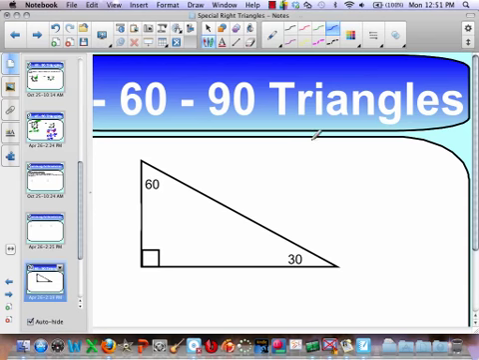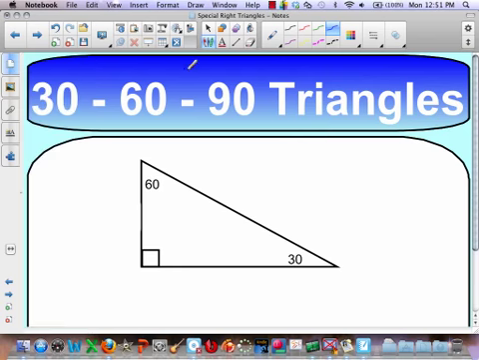So, the next thing we need to go over are 30, 60, 90s. And at 30, 60, 90, everything's going to be based on the short side.